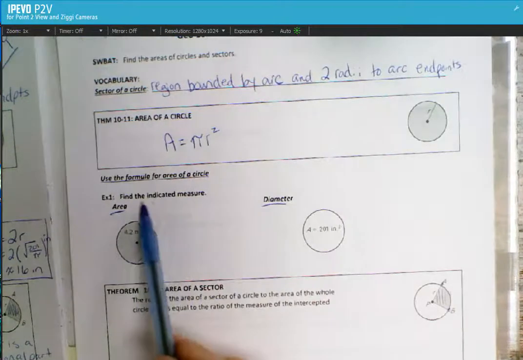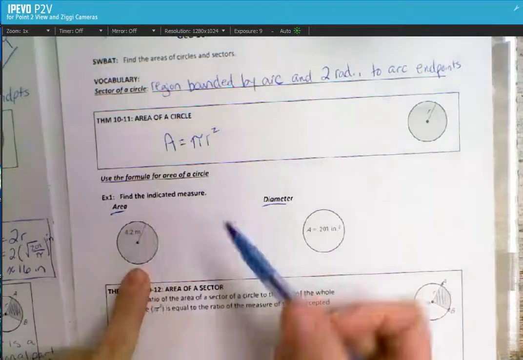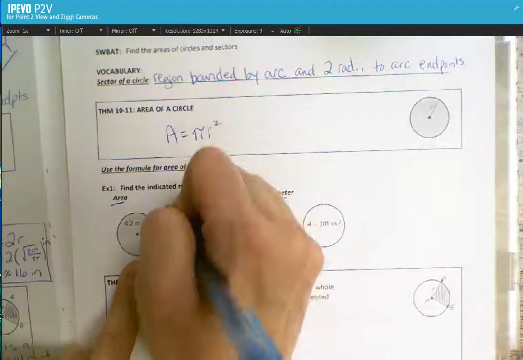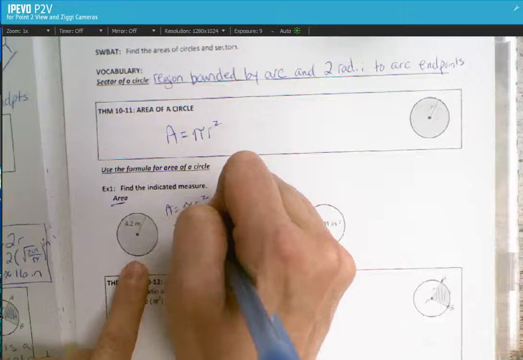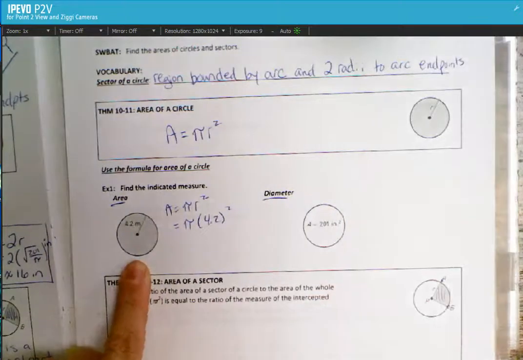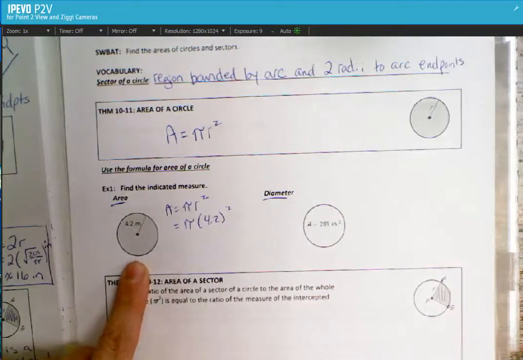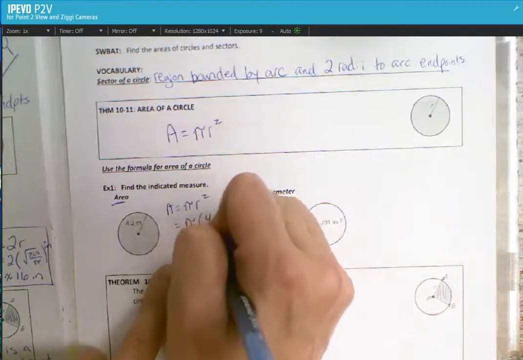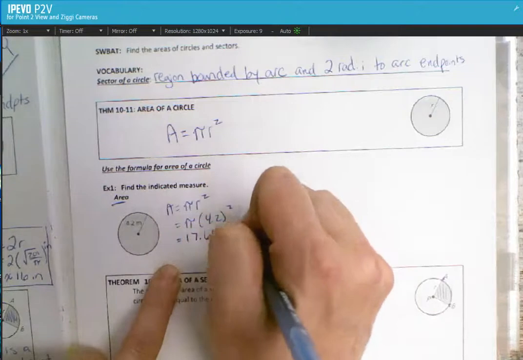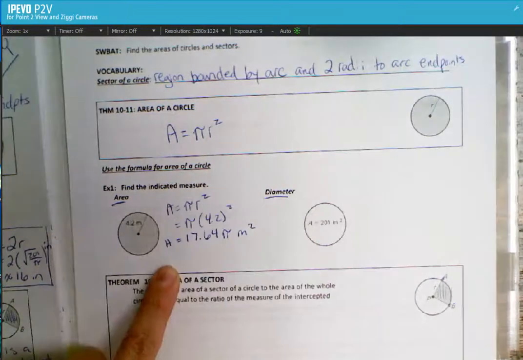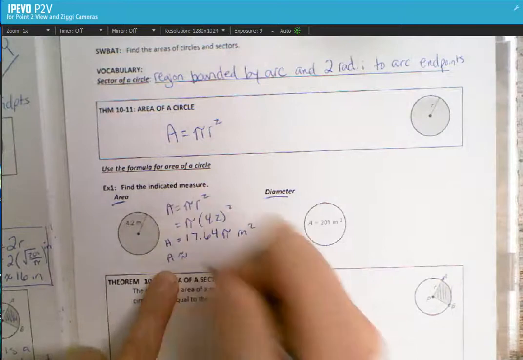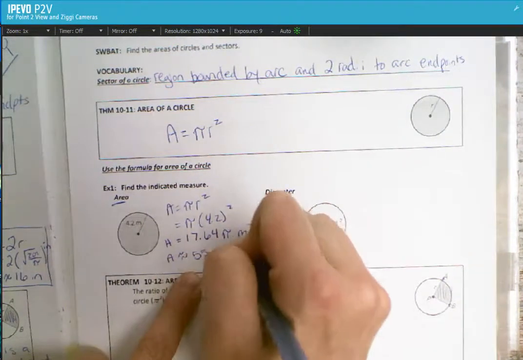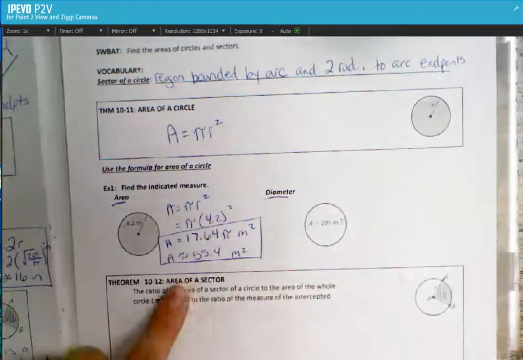So it says, hey, find the indicated measure. I want to find the area of the whole circle. So area equals pi r squared. When I use a formula, I should start by writing it down and then show the substitution. 4.2 squared. You need to get in the habit of showing an exact answer and then approximating it. So 4.2 squared is equal to 17.64 times pi meters squared. That's my exact answer. And my approximate area, when I put this into my calculator, gives me 55.4 meters squared.